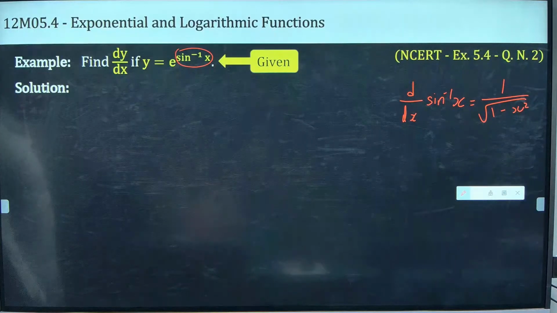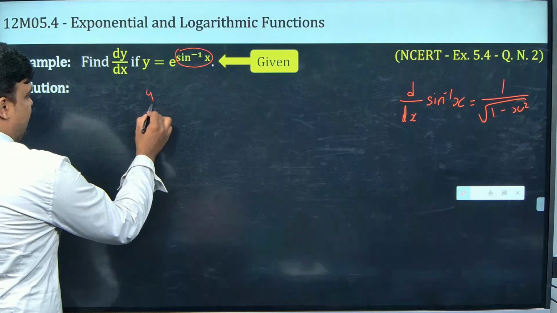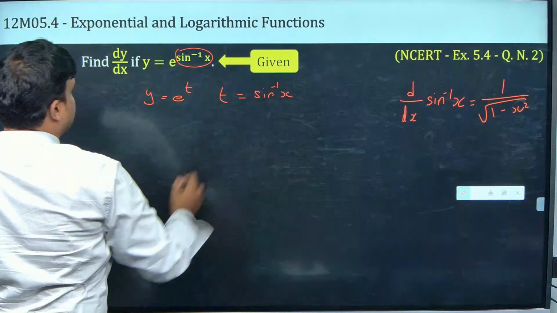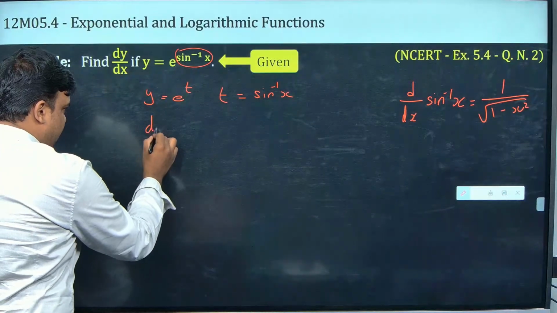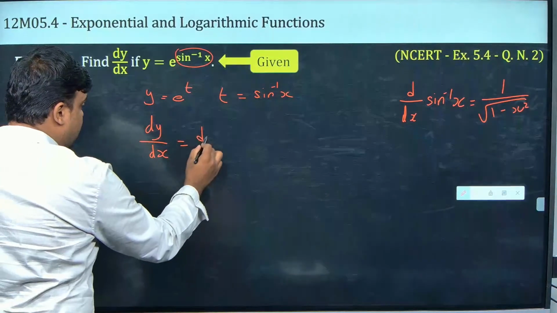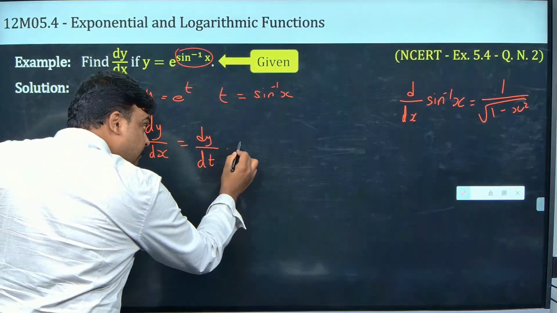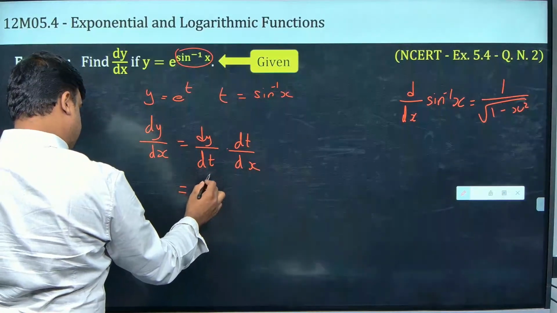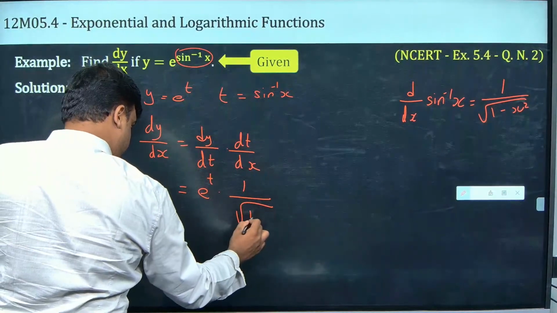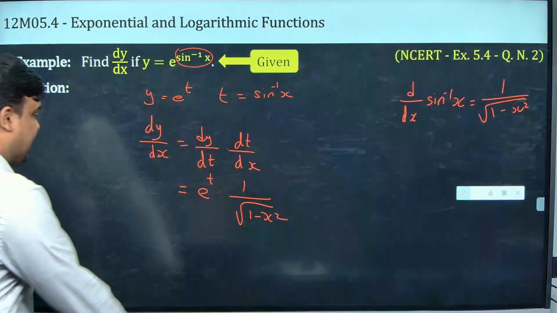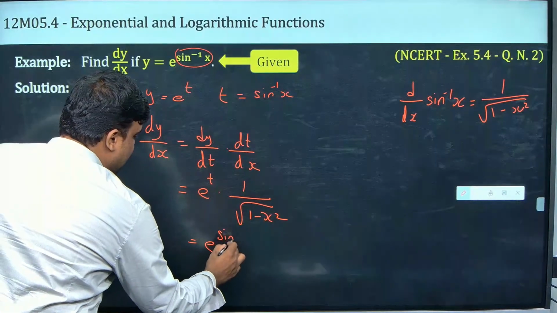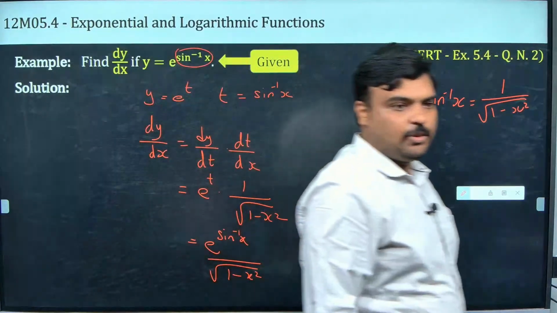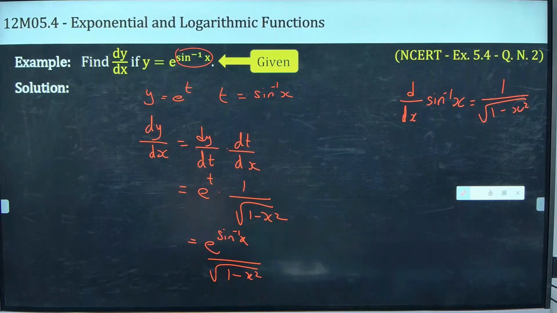So I will take it as t as per my chain rule. So y will become e power t and t will become sine inverse of x. Is that okay, guys? Now what happens, guys? dy by dx is equal to dy by dt dot dt by dx. So this will become e power t dot 1 by root of 1 minus x square. So what is t, guys? e power sine inverse of x by square root of 1 minus x square. Is that okay, guys? Clear? Simple? Yes sir. Okay?